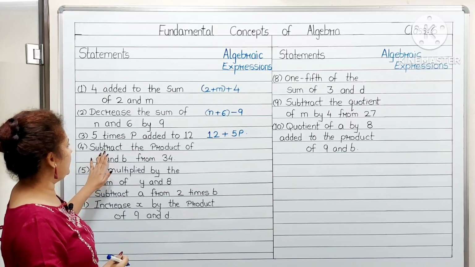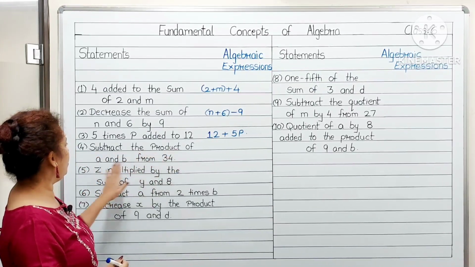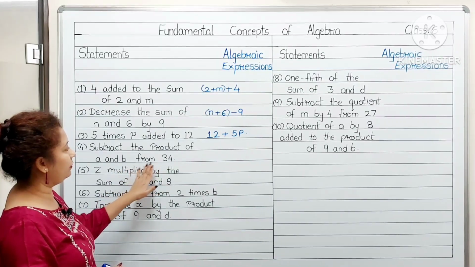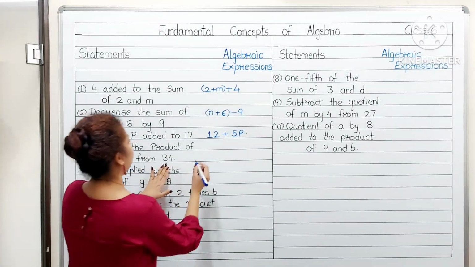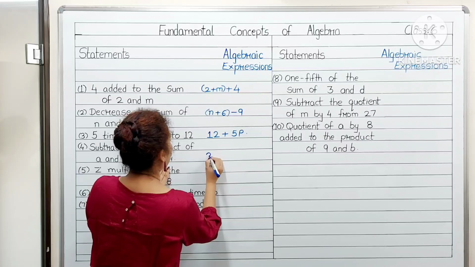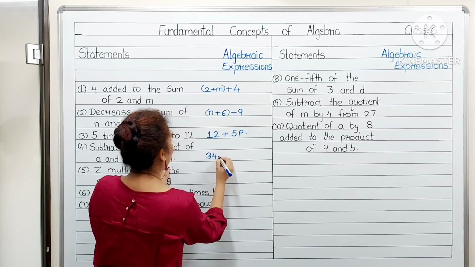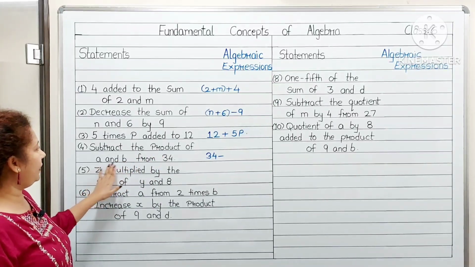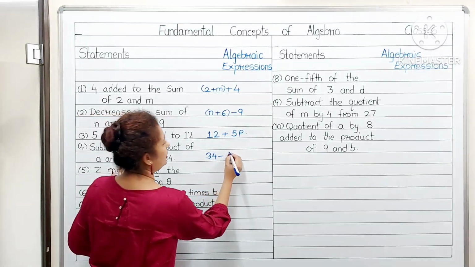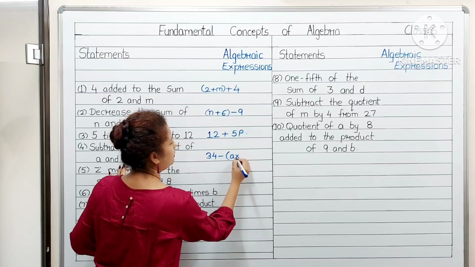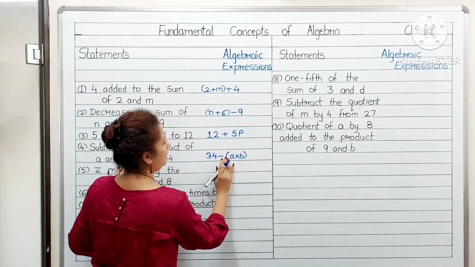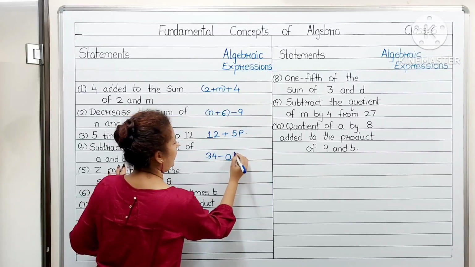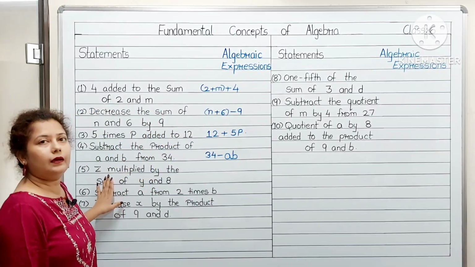Next statement is subtract the product of A and B from 34. From 34. So first we will write 34 and we will subtract the product of A and B from this. So that is A into B, or we can write 34 minus AB.